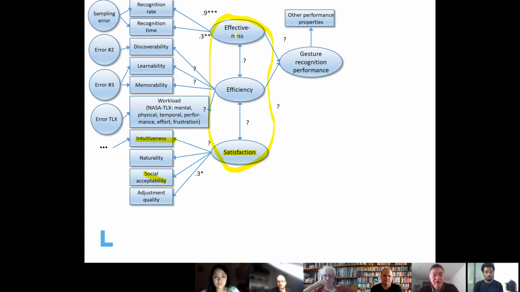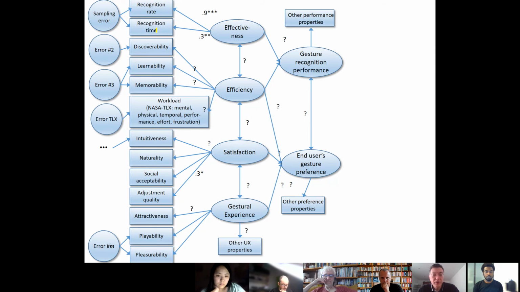And for all of these things, I have 2 parts of the coin, 1 part for the system and 1 part for the user. Like for effectiveness, the part of the coin for the system is about the recognition rate and time, but for the end user, it's about the task completion time. But this is not enough. So what we are trying to explore today is to go beyond usability.